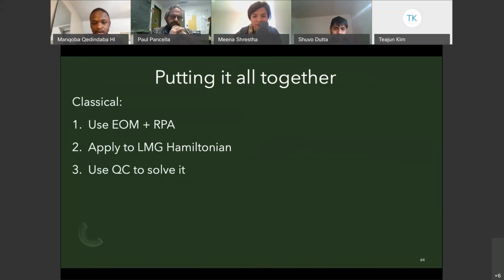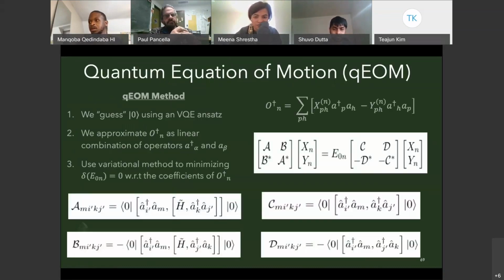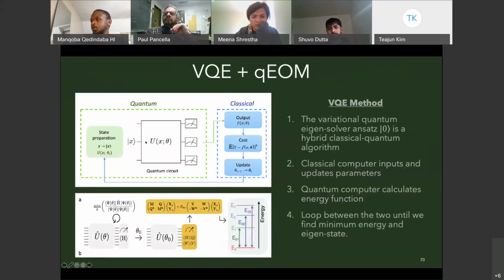All right. And so what we use, as I showed you in the paper, in our project, is the quantum equation of motion. The quantum equation of motion basically says we have a clever way of guessing this ground state using what we call a variational quantum eigensolver. And once we know that, everything else is already given to us by this framework. And so this is how it works.